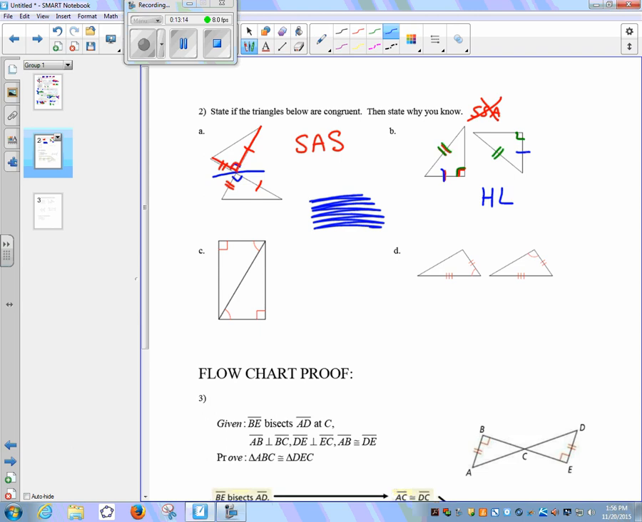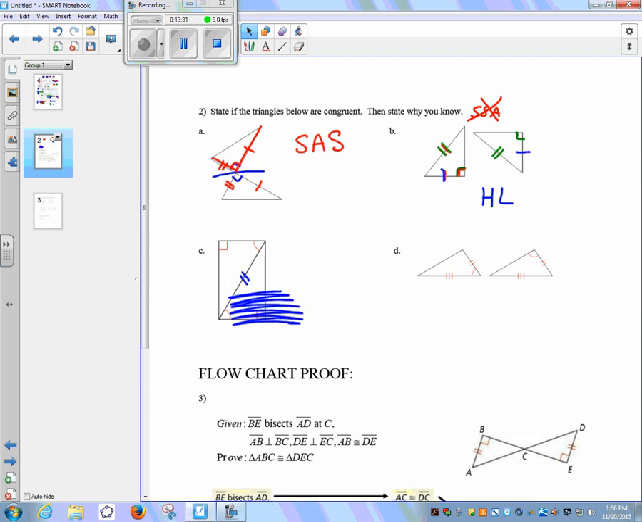Okay, look at C. See, they share a side, so we can automatically mark that by reflexive property. Now, remember, do we have everything marked that we possibly can mark? If we do, we're going to kind of cover up one of the triangles. I'm covering it the best I can here. And look at what you have marked.